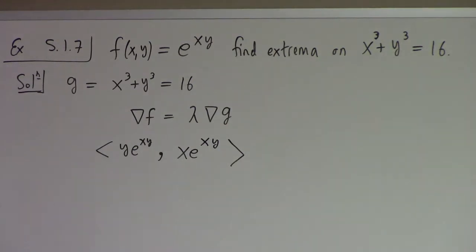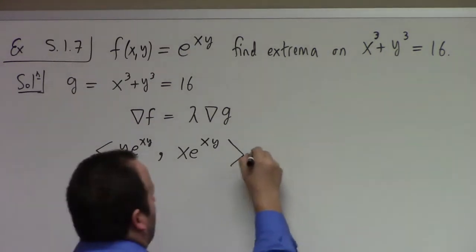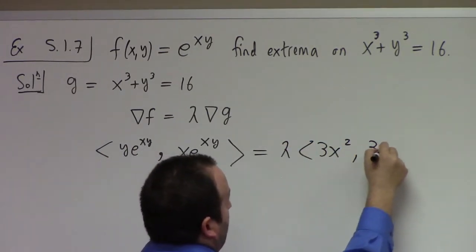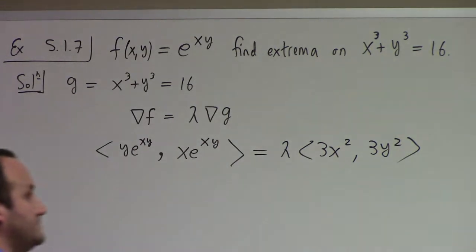Why do I have a y and an x in front of the exponential? I'm differentiating e to the xy with respect to x and y, respectively. I have to use the chain rule both times, but the partial derivative with respect to x of xy spits back y. The partial derivative of x times y with respect to y spits back x. That's why there's an x here and a y there. Now that's equal to what? Lambda times 3x squared, 3y squared.